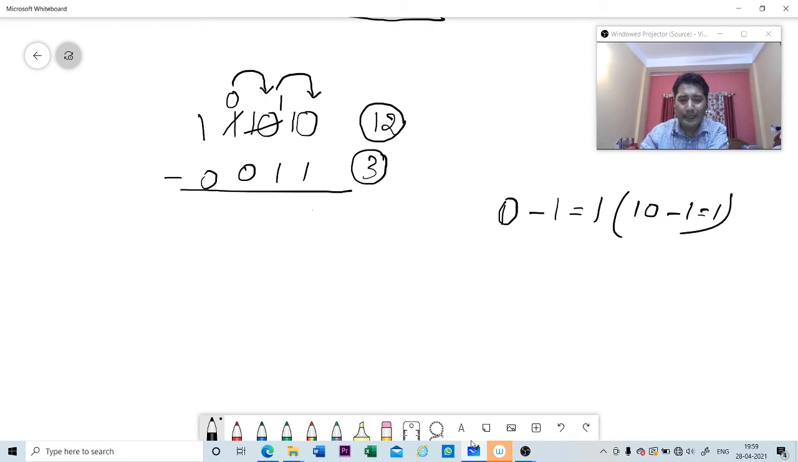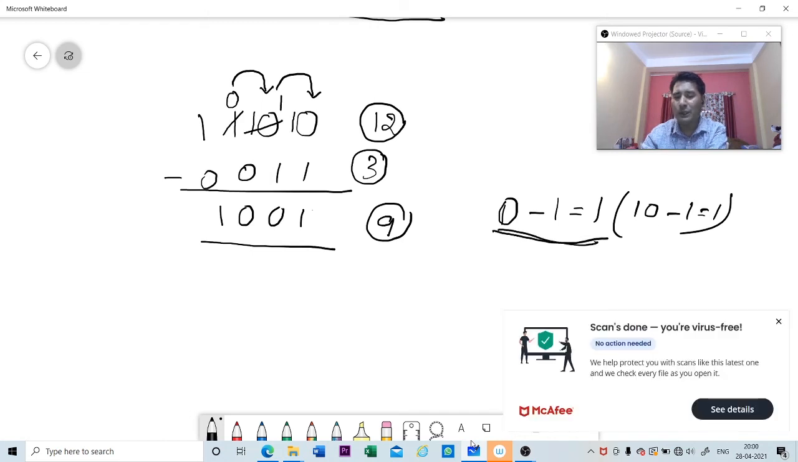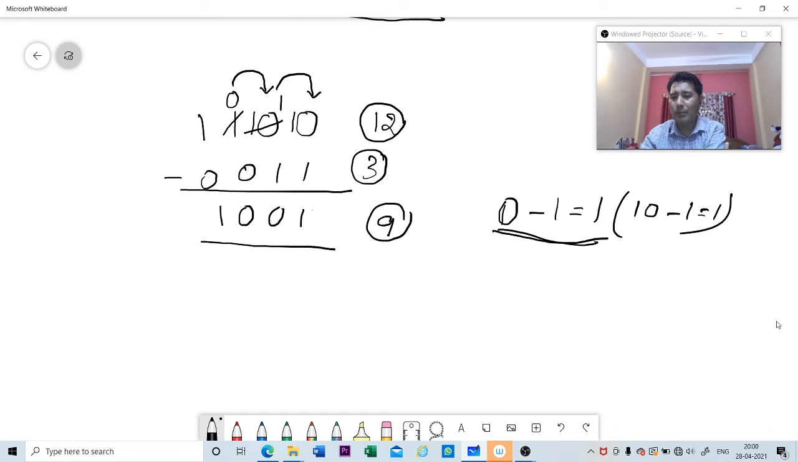So now we can say that 10 minus 1 is equal to 1, and when we subtract 1 minus 1, it becomes 0, and we know that 0 minus 0 is equal to 0, and 0 minus 1 is equal to 1. So if we convert this binary code 0001 into its equivalent decimal number, then it will be 9. So we can say that 12 minus 3 is equal to 9. So while doing subtractions with binary numbers, what you need to understand is that 0 minus 1 is equal to 1 with the carry of 1. Okay, that is 10 minus 1 is equal to 1. So this is the concept that you need to remember.